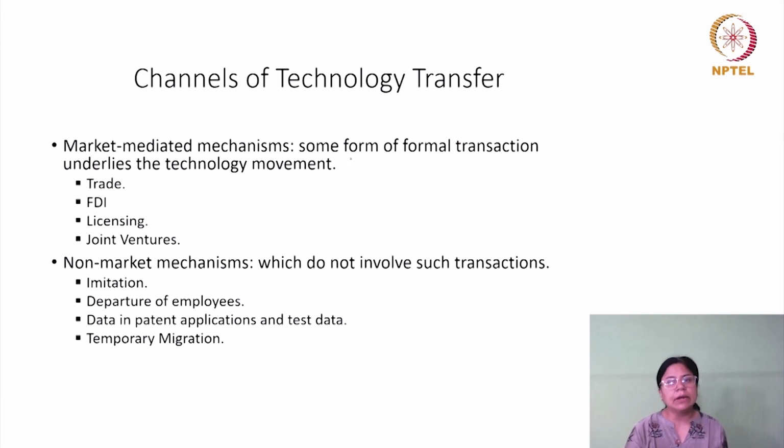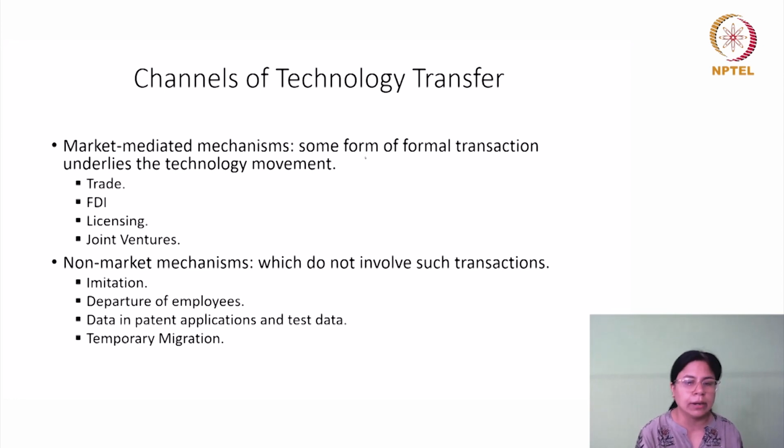So market mediated effectively means there is a formal transaction underlying it. For example, in case of trade, foreign direct investment, licensing, joint ventures. So the companies will come together. They will either get into a venture, or a licensing agreement will be formulated, or in terms of foreign direct investment, a company will register in the other country, or they will undertake trade. That means they will identify a distribution partner in the other country. So all these four are identified as formal transactions which will happen.